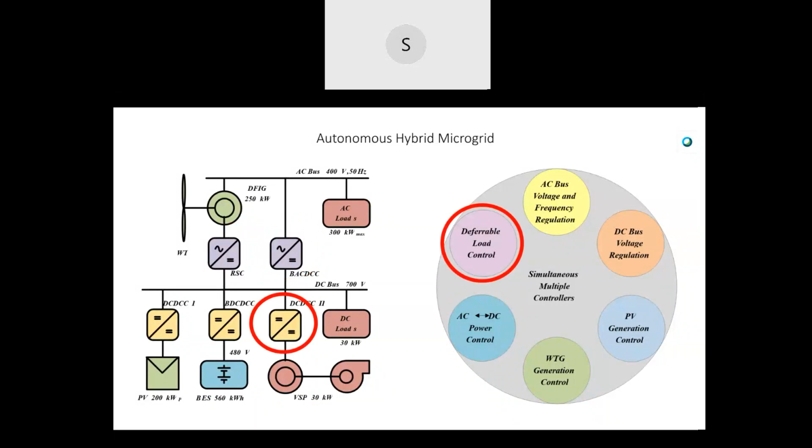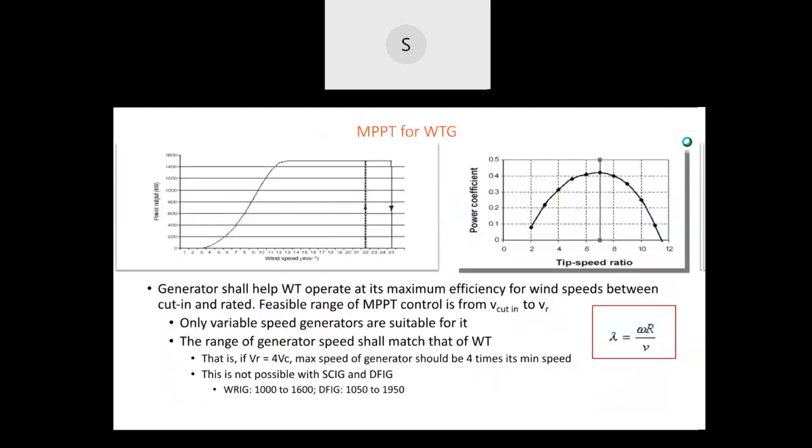Deferrable load, yeah. When the battery is full and your EV is still generating, or more power than it can generate, at that time deferrable loads can be operated. You can charge the electric vehicles, or you can run water pumping systems.